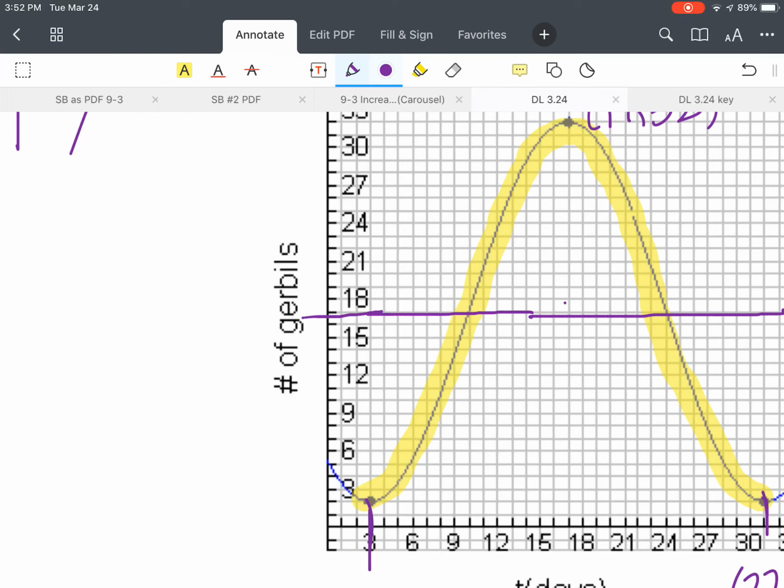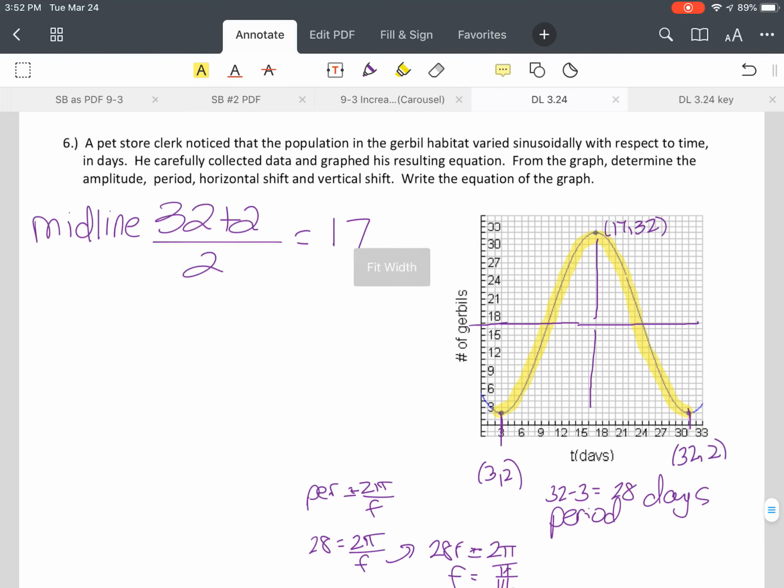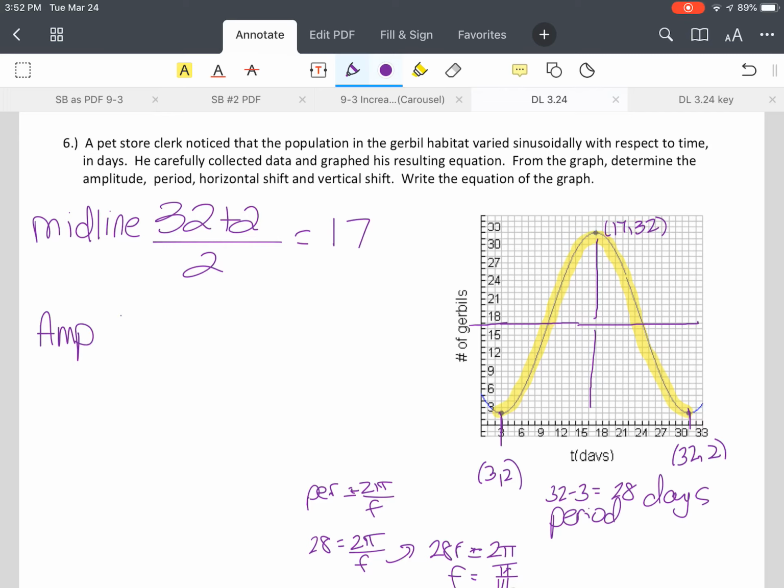Find the amplitude, we're going to go from the midline to the highest or the midline to the lowest. So we're at 17 is the midline. We want to go up to 32. So 32 minus 17 is 15. So I'll write that out so we can kind of see it. So I took the highest y, which is 32. I minused the midline, 32 minus 17, and I got 15. So that's going to be my amplitude.